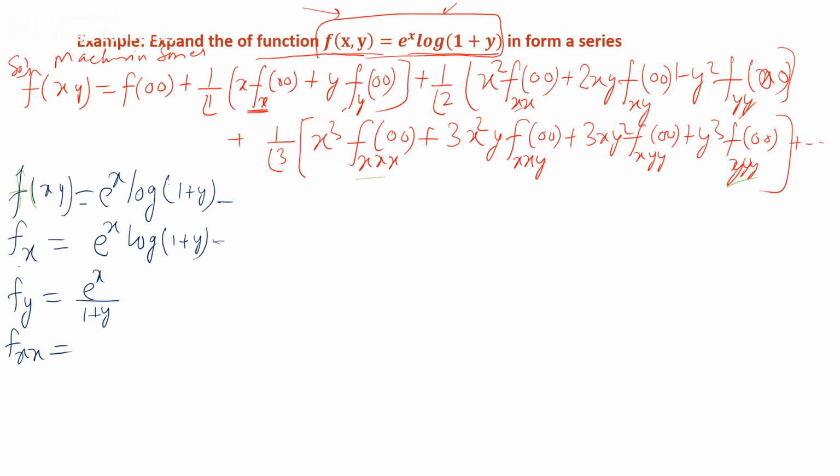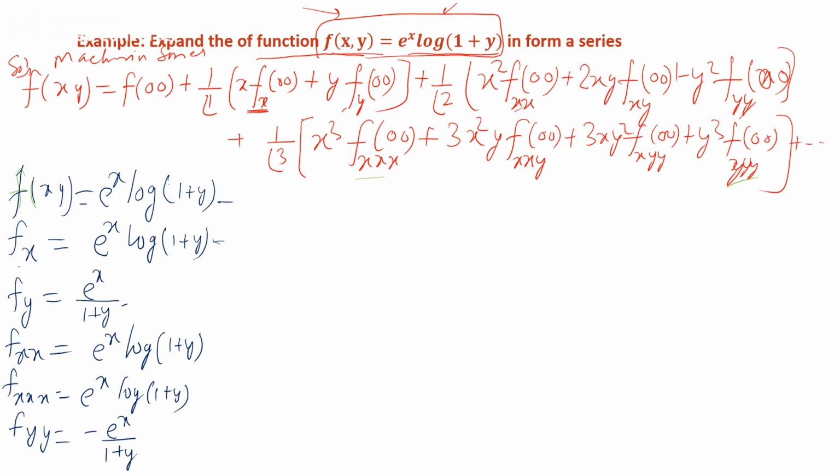So here we get e^x log(1 plus y). We take the third derivative, again we get the same function. We also require the second derivative with respect to y, so for the second derivative of the function with respect to y, we get minus e raised to power x upon (1 plus y) squared. We take just one more time, differentiate that function, and similarly we find the other derivatives.